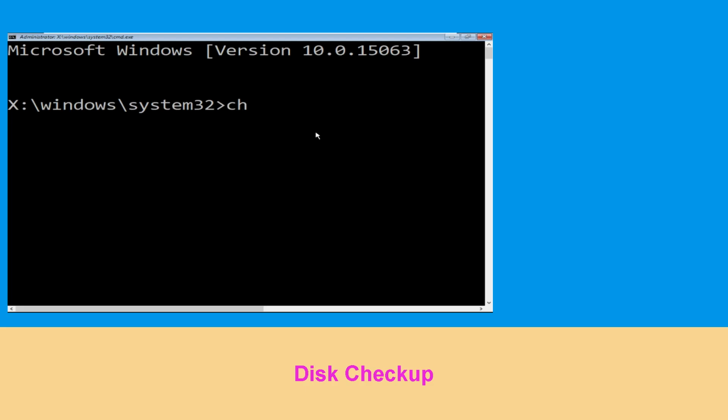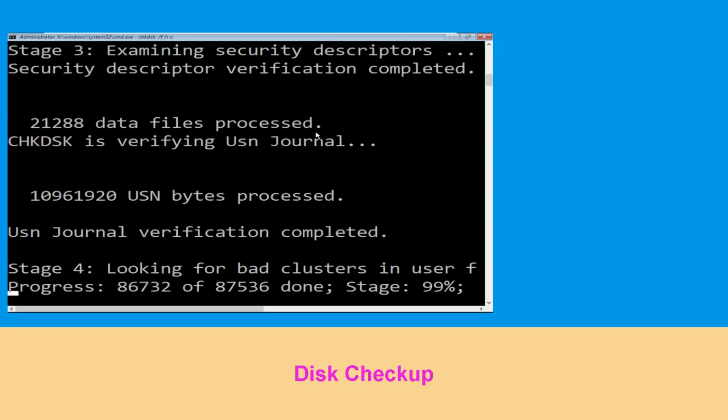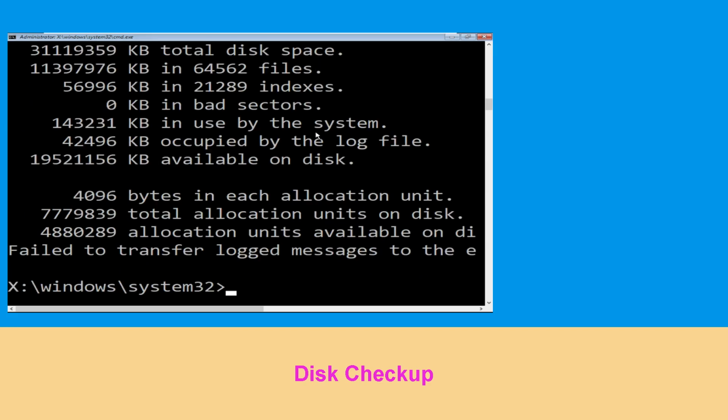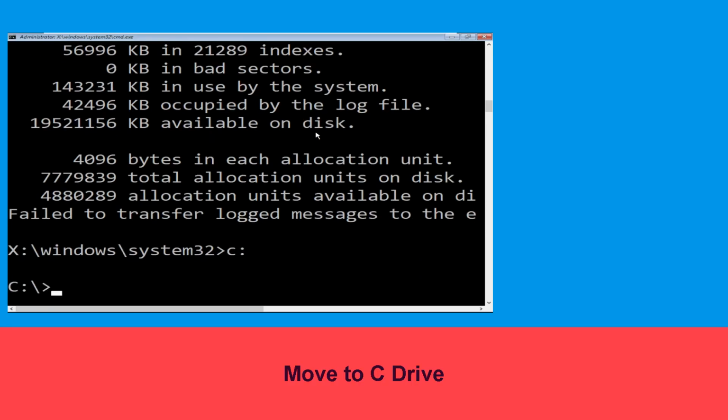Type chkdsk /f /r and hit enter to execute the command. Now wait for some time to complete the process. Once done, move to the next step. Type C:, then hit enter.